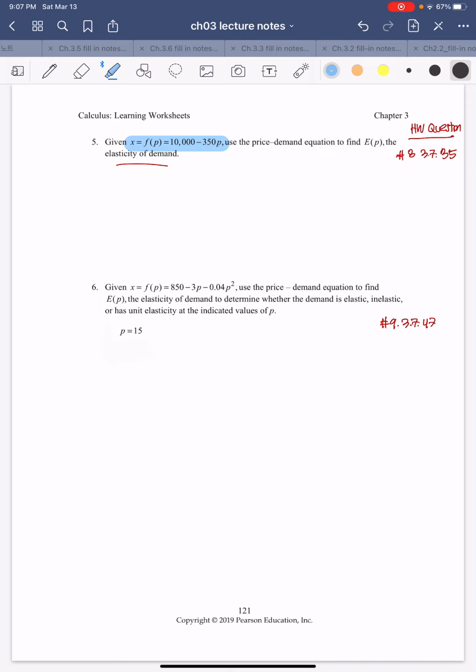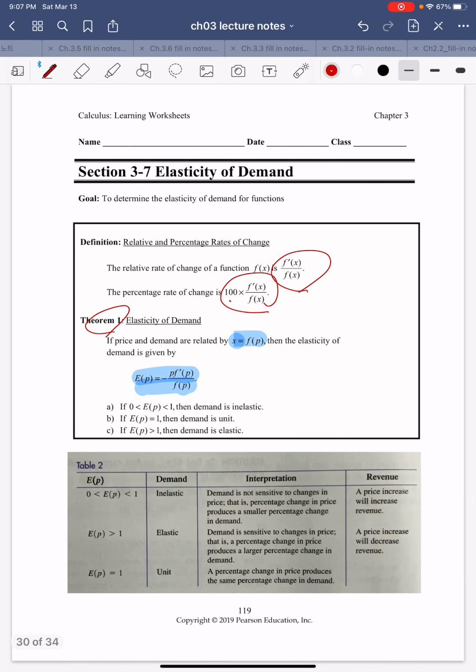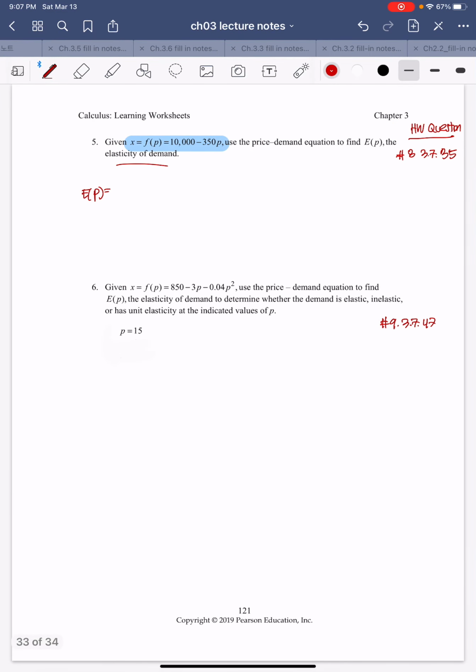Use the price demand equation to find E sub p. So that's easy. You have the equation. E sub p is written as negative p f prime of p divided by f of p. Now we have f of p already over here. So f of p is already given as 10,000 minus 350p.